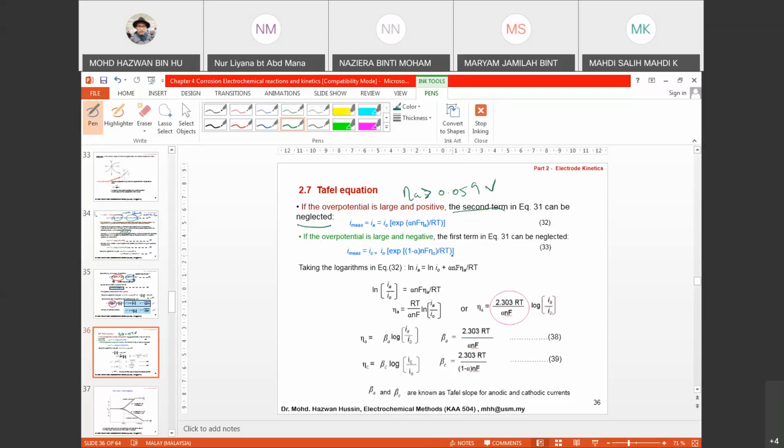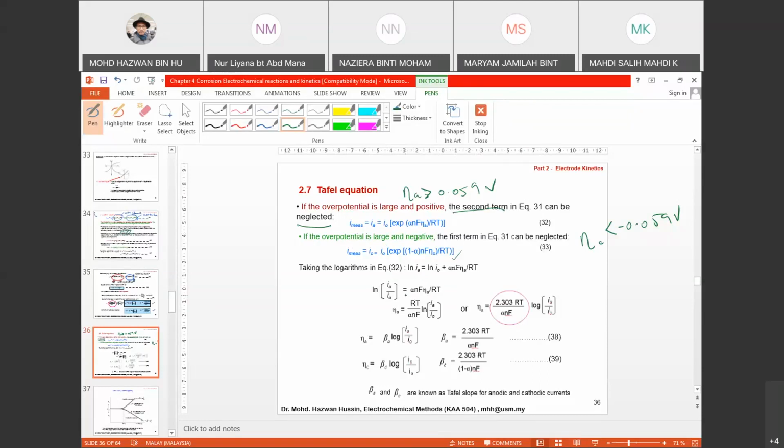If the potential is large and negative, meaning the overpotential is lower than minus 0.059 volts, then the first term can be neglected. You have a more dominant, major reverse reaction. Okay, so you will have your Butler Volmer terms like this. So taking the logarithm, for equation 32, I just show you the equation 32, you log it.